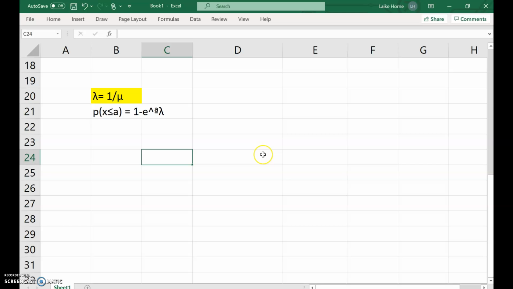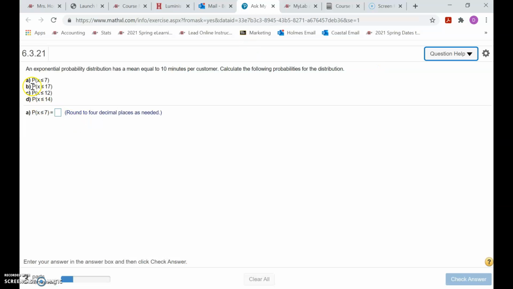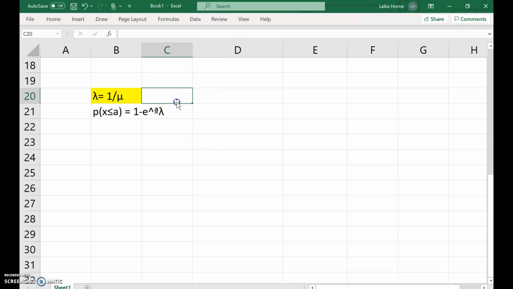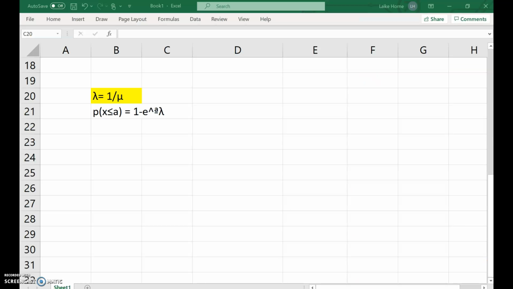So the best way for me to show you right now is in Excel. And so we are looking for the probability that x is less than or equal to 7. So a is going to be 7. But we need to know the mean, and it is 10 minutes per customer. So first we're going to figure out what lambda is, which is going to be 1 divided by 10, which is 0.1.